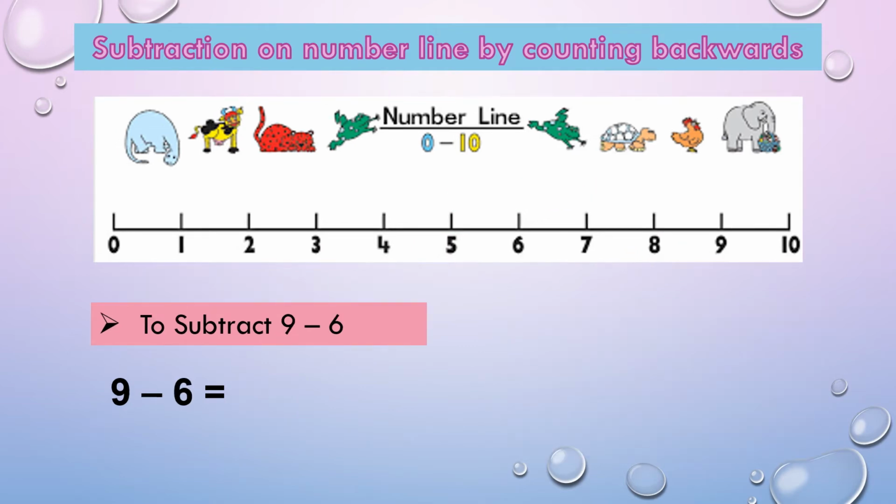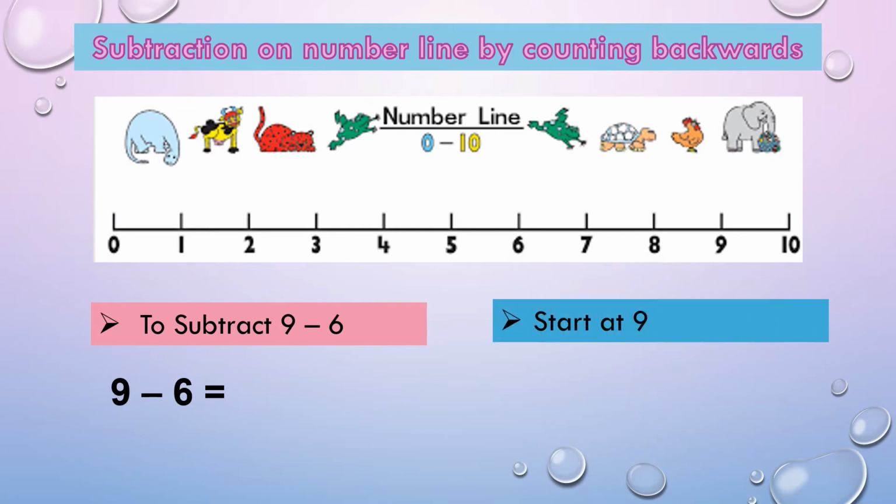Now let's do one more example. Subtraction on number line by backward counting. Here also the numbers are written, that is 0 to 10 on the number line. To subtract 9 minus 6. So what is the first step? Yes, we have to find out which is the greater number between 9 and 6. So 9 is the greater number.